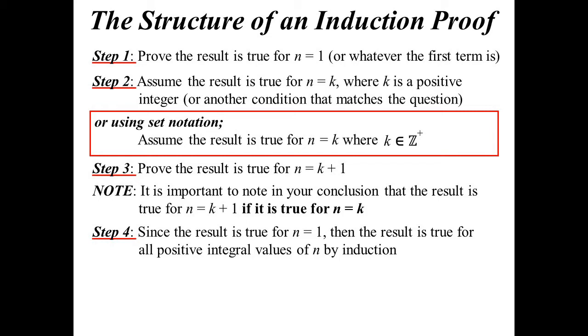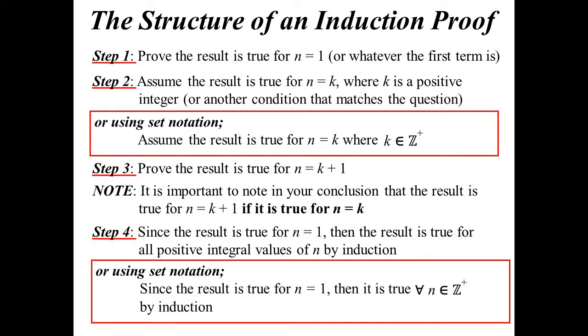So that's inducing a solution. And if I was going to use set notation for that conclusion, I'd say, since the result's true for n equals 1, then it's true. Now that upside down A means for all. So for all n that are positive integers by induction.